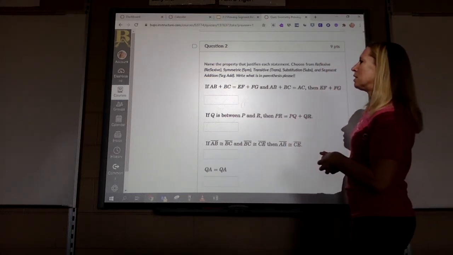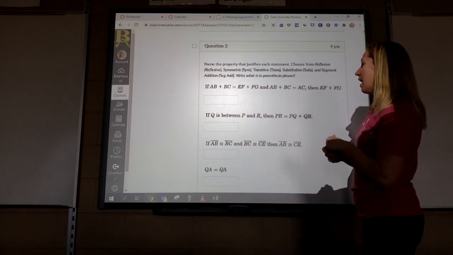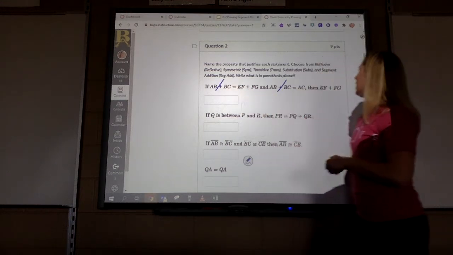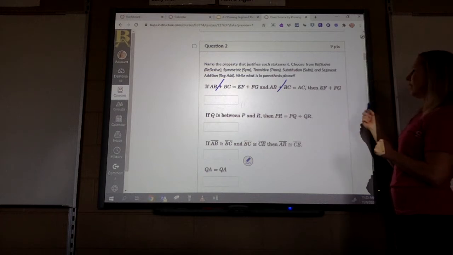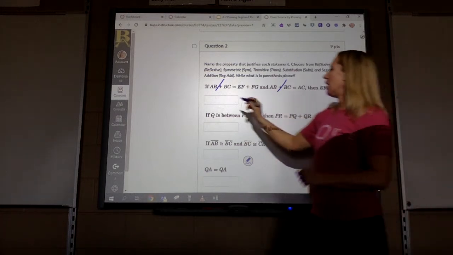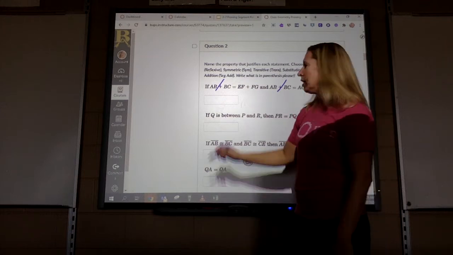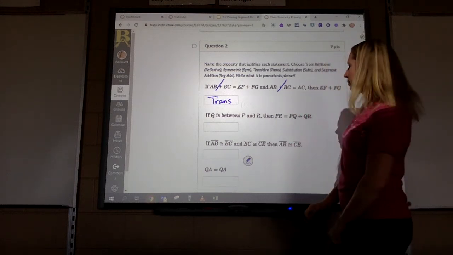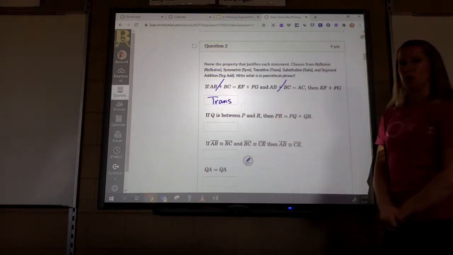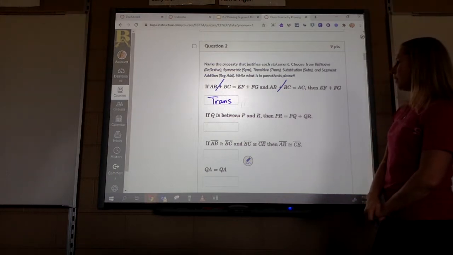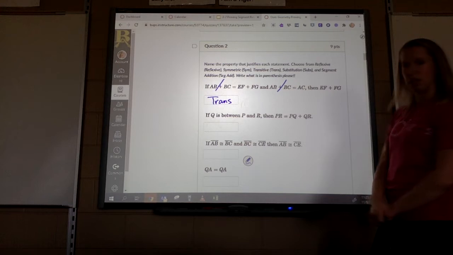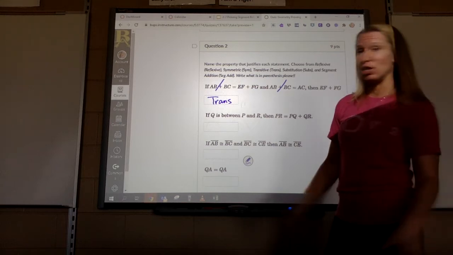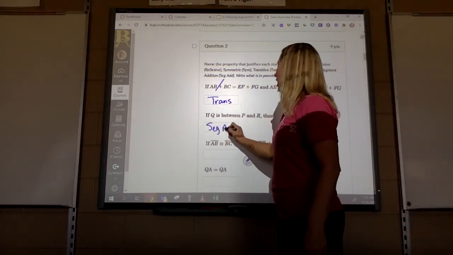This says if AB plus BC equals EF plus FG and AB plus BC equals AC, then I can take out what's repeated and say EF plus FG equals AC. So that would be, what's the one where you take out what's repeated? You can just put trans and spell it just like that. Don't put the parentheses. The next one says if Q is between P and R, then PR equals PQ plus QR. That's the one we just learned today, and that is called segment addition. So you can put seg add.